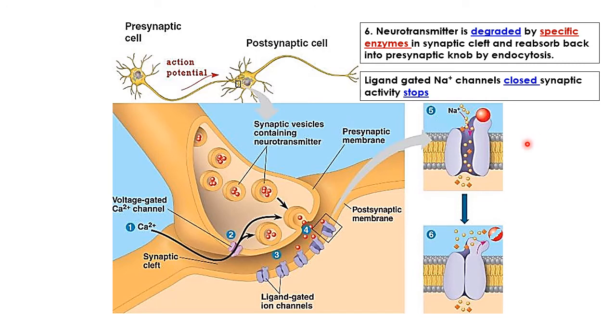Once the impulse is transmitted to the postsynaptic membrane, the neurotransmitter will be degraded by the specific enzyme in the synaptic cleft, and the degraded neurotransmitter will be reabsorbed back into the presynaptic knob by endocytosis. When the neurotransmitter no longer binds to the gate, the ligand-gated sodium ion channel will be closed. When the channel is closed, no more sodium ions can enter the cell, causing the activity to stop.